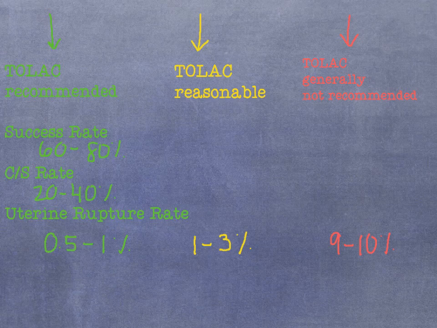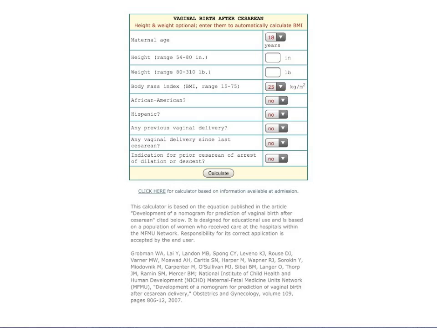Now there's one more thing about personalized recommendations for your patient that I'd like to talk about, and this is the MFMU calculator. So this is the MFMU calculator. This gives you a personalized prediction of success based on factors proven to alter the course of TOLAC. This is based on the equation published in the article Development of a Nomogram for Prediction of Vaginal Birth After Cesarean, cited here. It's designed for educational use and is based on a population of women who receive care at the hospitals within the MFMU network. You can see here that they use factors like maternal age, BMI, race, previous vaginal deliveries since last cesarean, and indication for vaginal deliveries or C-sections. All you do is enter in the information for your patient, hit calculate, and you'll be given a personalized prediction of success that you can then quote for your patient and enter into their records.